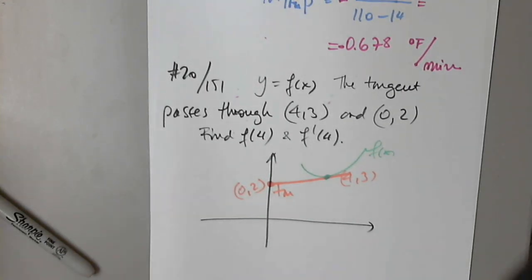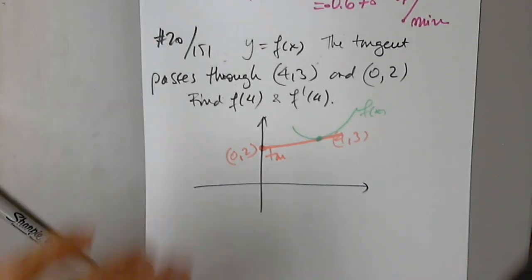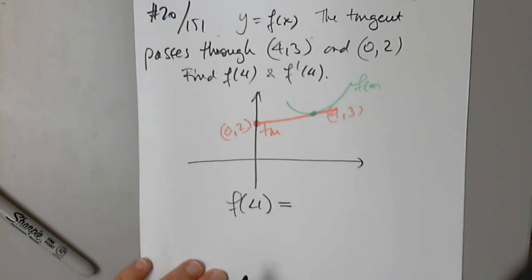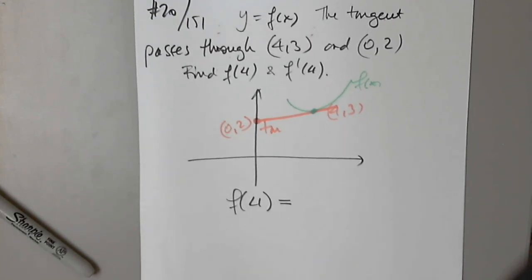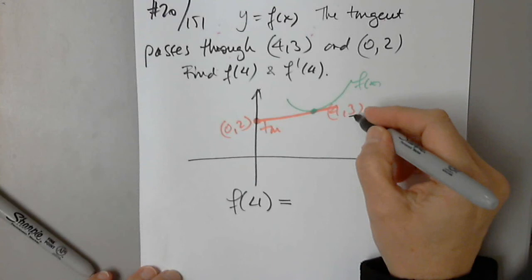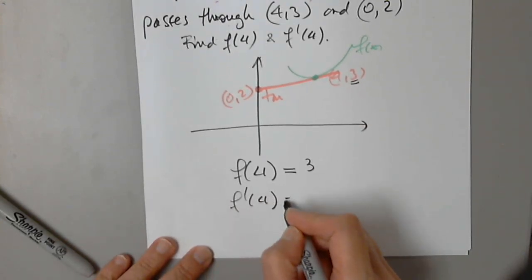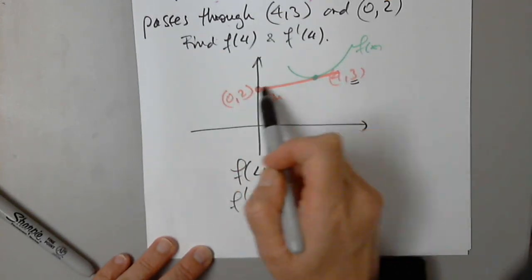So what do we do? First of all, can anyone identify f of 4? F of 4? Of course. That's the point. F of 4 must be 3 right here. We know that. So now we want to find f prime of 4, which is the slope of this line.